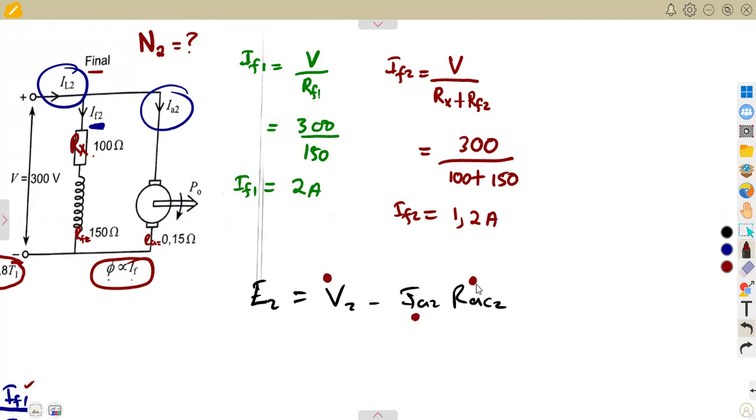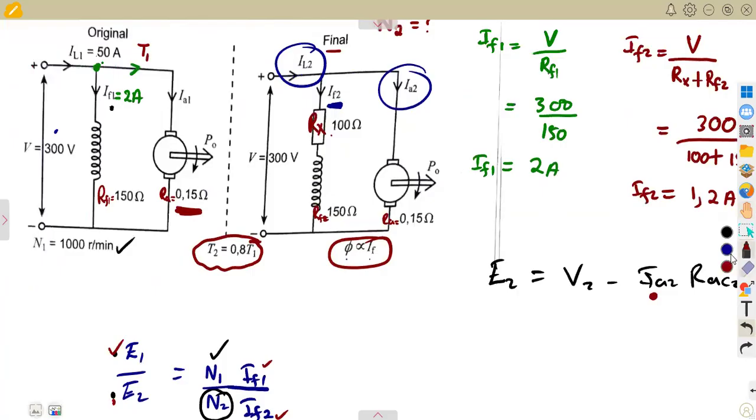Because everything is there: V2 and the resistance of the armature, they're available. We have these ones. Only the armature current is not there. So how are we going to calculate this? We refer back to the torque now. The relationship of torque can be used to calculate currents also.